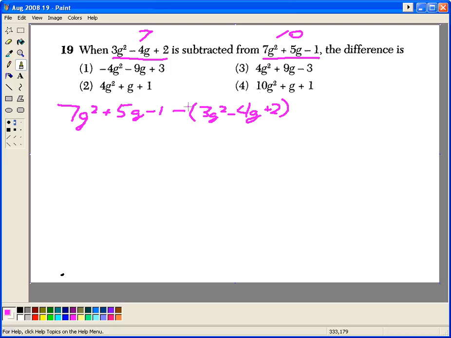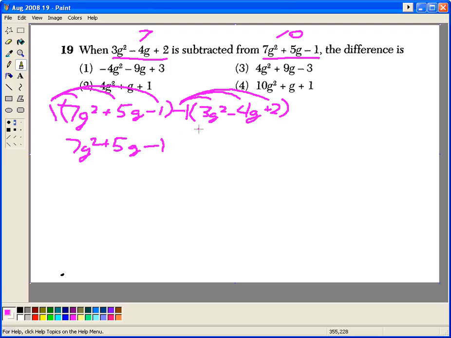Parentheses means I'm going to multiply, and when I subtract, basically I'm just going to change the signs of all of these terms. So I'm going to multiply through by my -1. Sometimes I'll even say put both terms in parentheses. Parentheses means multiplication, but when you multiply by this 1, nothing's going to change. So we'll do it. I'm going to multiply through by 1. I'm going to get 7g squared plus 5g minus 1. In other words, nothing changed.